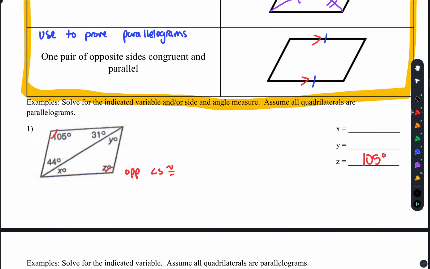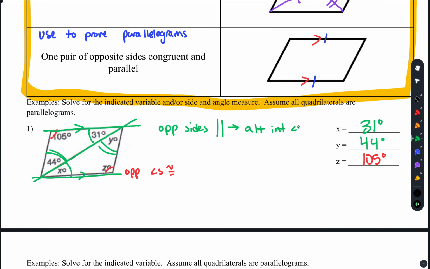Anything else we can get? Anybody want to give this one a go? X or Y? Go ahead, Aubrey. How do you know? They're alternate interior angles. So let's say those 2 lines are my parallel lines. We know that the opposite sides are parallel. Then we get a transversal. And not only do we get that X and 31 are alternate interior angles, but we also get that 44 and Y are alternate interior angles. So we could say that because opposite sides are parallel, then we get alternate interior angles congruent.